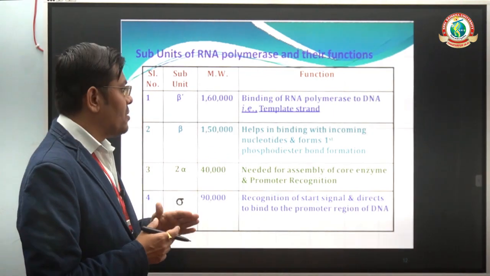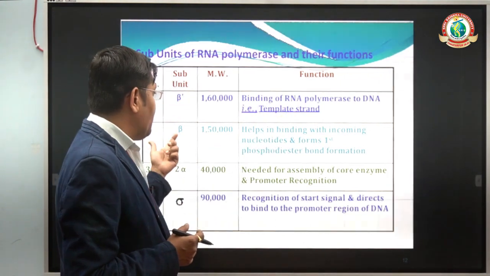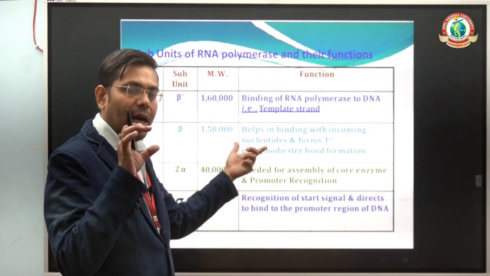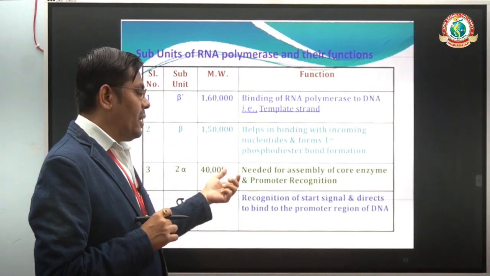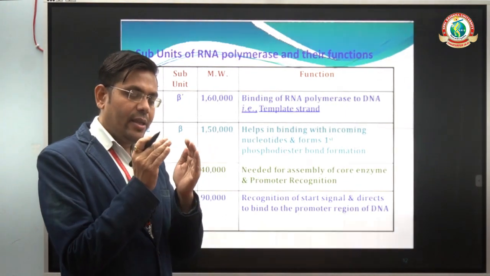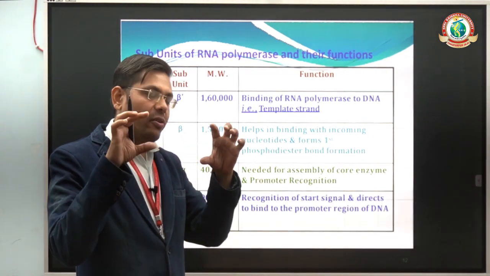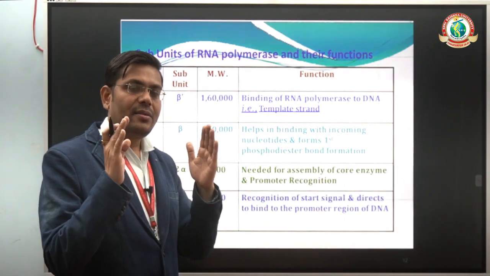The function of beta dash is to bind with the DNA template, and beta also helps in the binding of RNA polymerase to the DNA template. The 2 alpha subunits help in the assembly of the core RNA polymerase enzyme onto the promoter sequence of the DNA, while the sigma is the recognition of the start site.